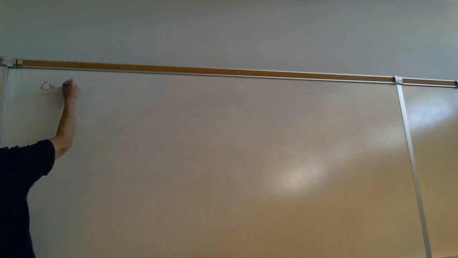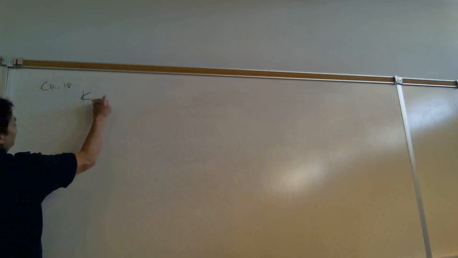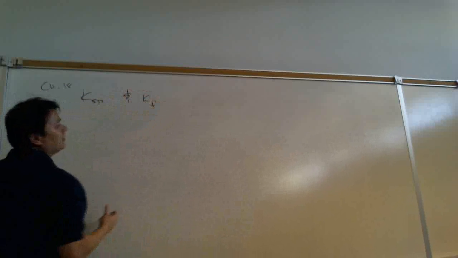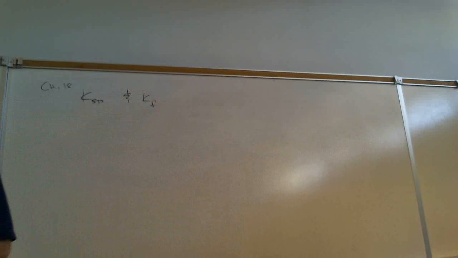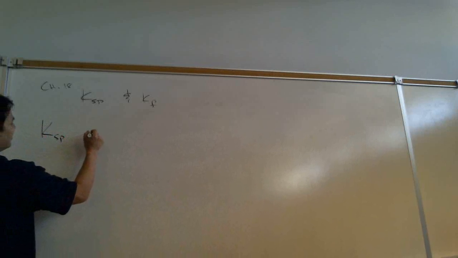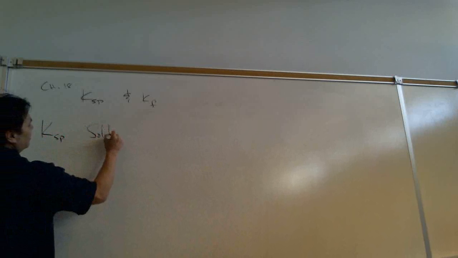So if there are no questions, then I want to start chapter 18. In chapter 18, we have 2 new K values. There's something called KSP and something called KF. So the first half deals with KSP, the second half deals with KF. KSP stands for the solubility product.